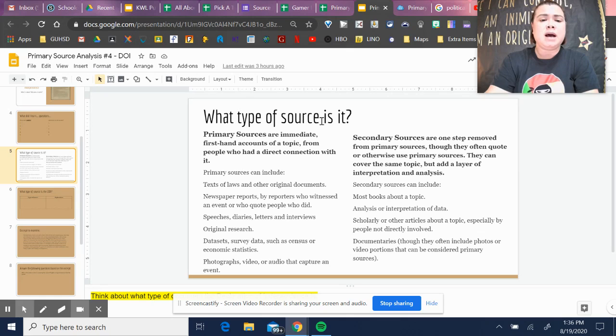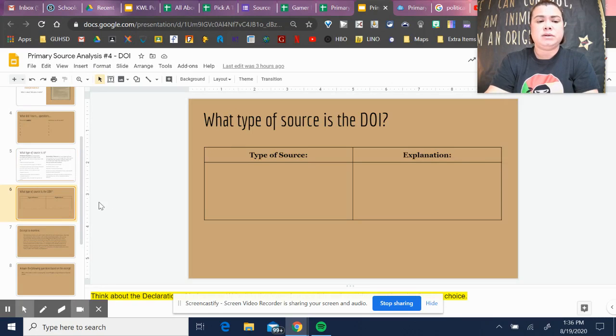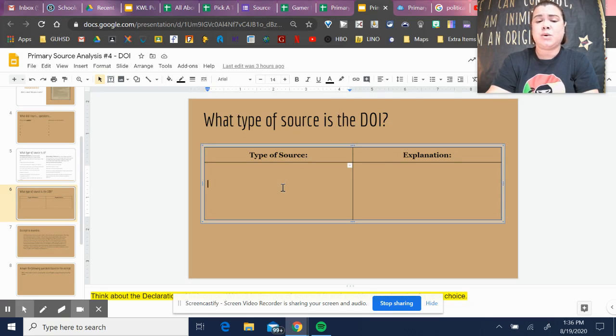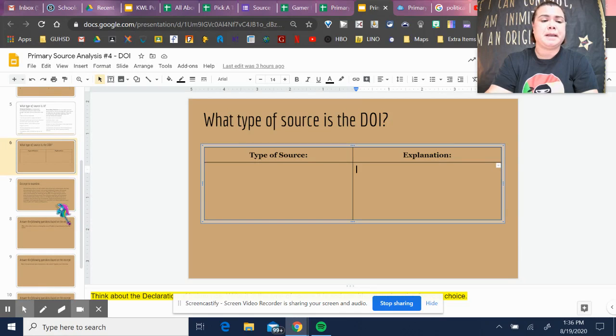All right. So this is one question that you'll kind of want to be able to answer anytime you look at a document. Is it a primary source or is it a secondary source? So familiarize yourself with these two types of sources, okay? Now, on slide 6, you're going to determine what type of source is the Declaration of Independence. You're going to write in here whether it's a primary source or a secondary source, and you're going to give me an explanation why. Please make sure it's a complete sentence or sentences. Don't just bullet point it, please.